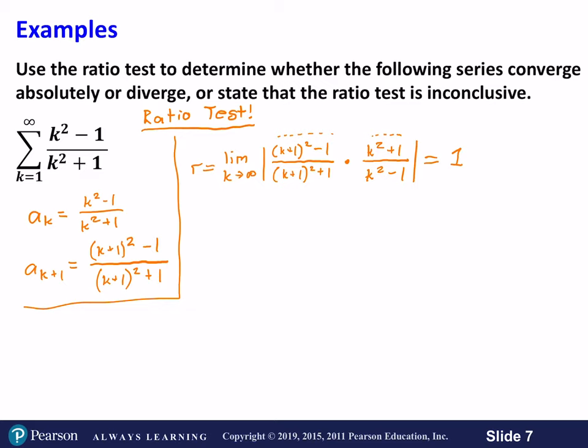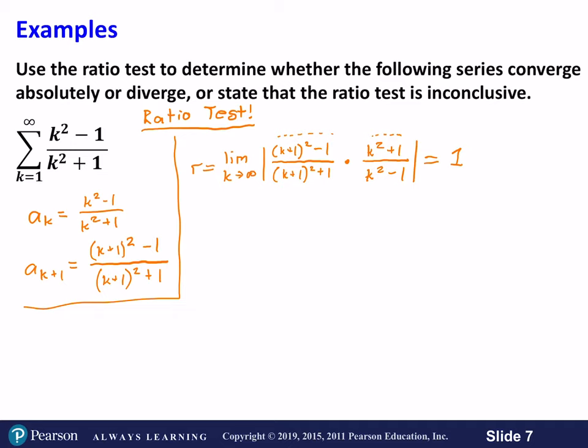The largest power in the numerator for k would be 4. We would end up with k to the 4th after we expand everything out. The largest power in the denominator after we expand everything out and multiply would also be 4. The coefficients for those two terms would be 1. And so because the powers are the same, we take the ratio of their coefficients, which is just 1 over 1, and so we get 1 as an answer.